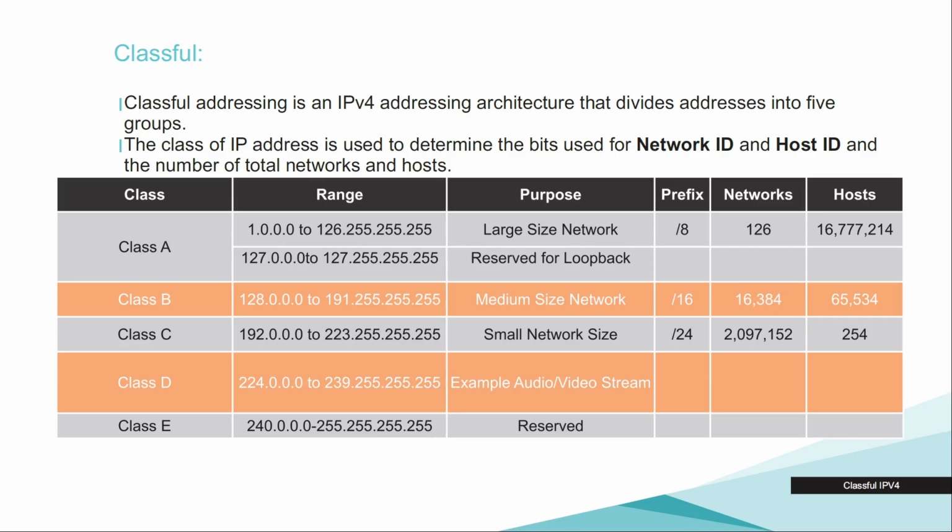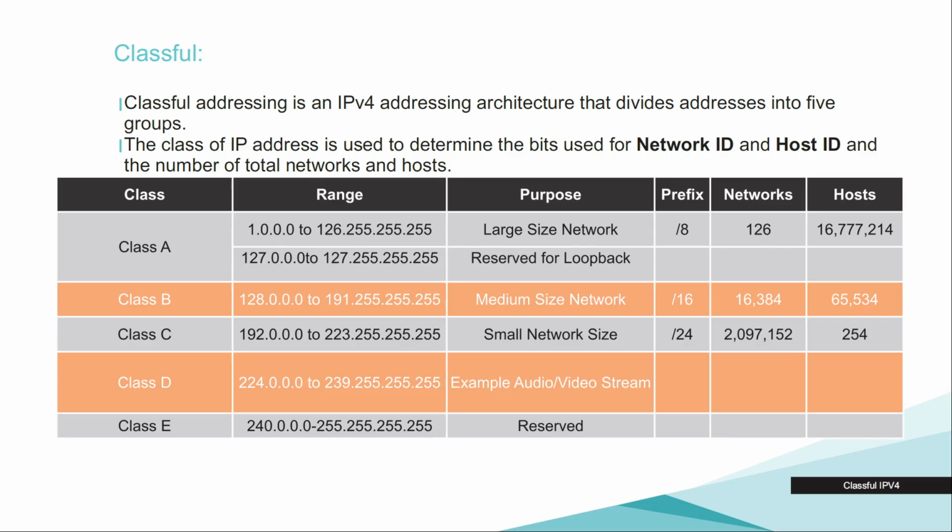We have Class C. Class C has the range 192.0.0.0 up to 223.255.255.255. Class C is used for small-size networks. The prefix is /24. The total number of networks is 2,097,152. The total number of hosts per network is 254.